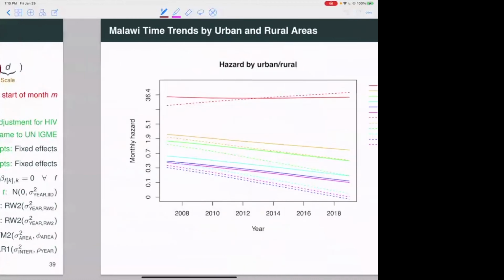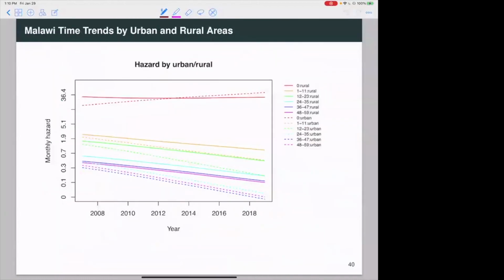So just to show you a picture, this is for Malawi, the time trend. So this is hazards, but we've stretched out the scale. The solid lines here are the rural areas, and the dashed lines are the urban. So in general, you can see the rural. So that particular age band, this is the 1 to 12. So this is the neonatal. They have the highest risk, and so this is over time.